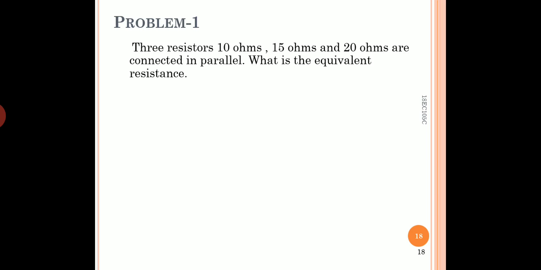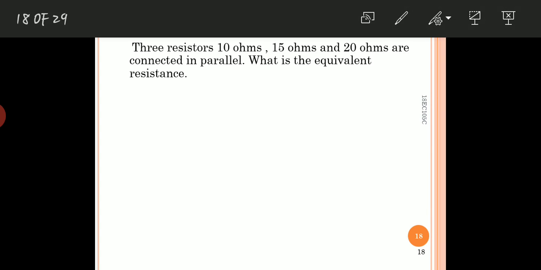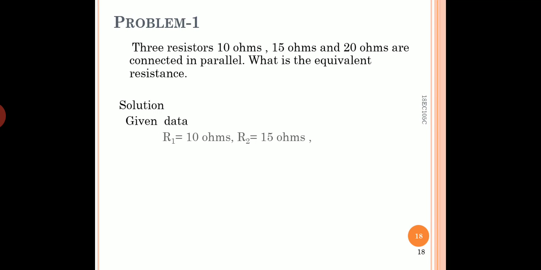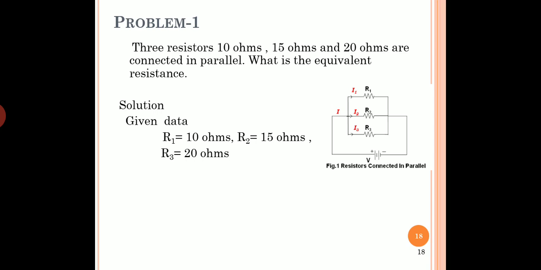Let us solve a problem. There are three resistors. One is 10 ohms, the other 15 ohms, and the other 20 ohms, which are connected in parallel. Then what is the equivalent resistance? So let us see the solution. The given data is R1 is 10, R2 is 15, and R3 is 20 ohms. Then you have the parallel network, as you have seen in the figure.